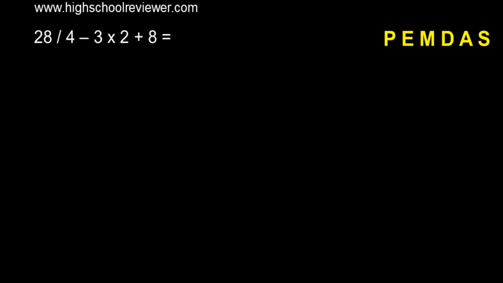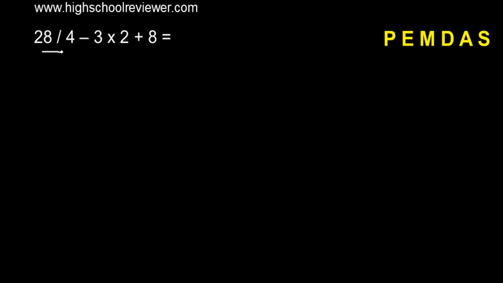Hierarchy or order of operations of numbers. Our given problem is 28 divided by 4 minus 3 times 2 plus 8. Always remember the rule PEMDAS: parentheses, exponents, multiplication and division from left to right, and addition and subtraction from left to right. On our given problem, we have a division and multiplication, so we need to first perform the division and multiplication from left to right. We will first divide 28 and 4.